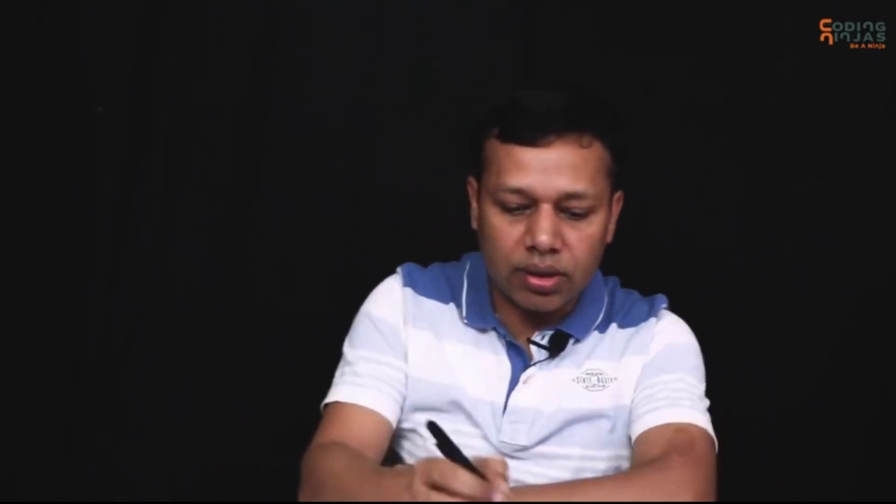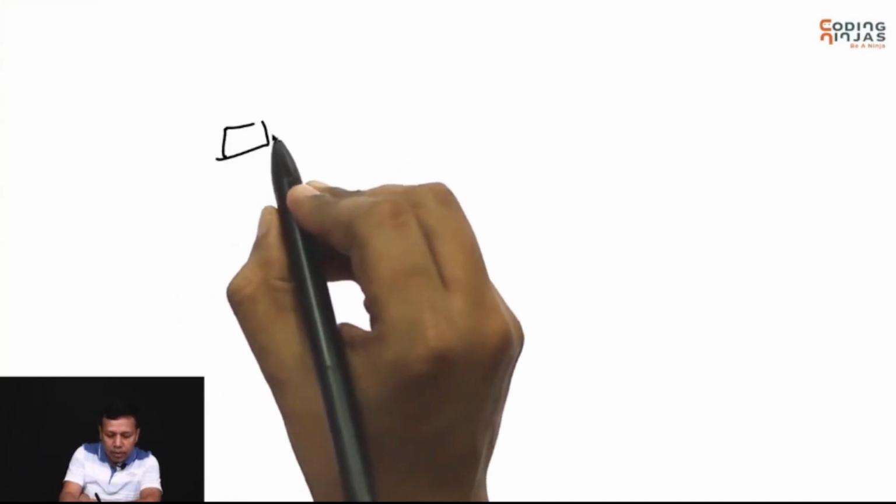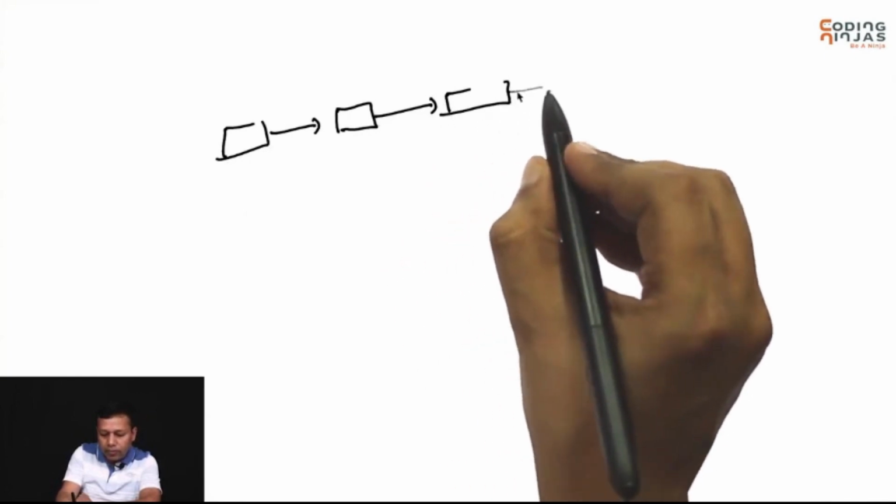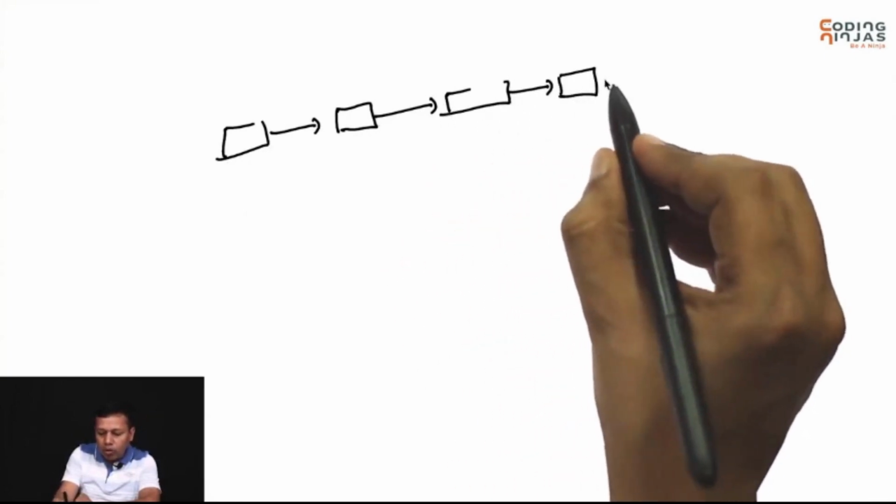Hello friends. So in this session we are going to discuss a problem from linked list, and that is I have to delete a node from the linked list. Okay, so there is a linked list. It has some nodes and I want to delete a node. I hope you all know what a linked list is.